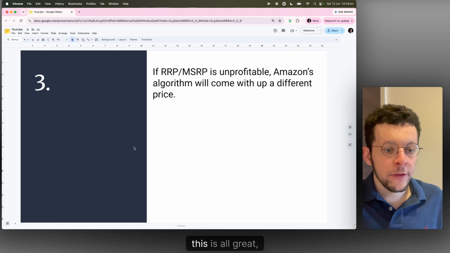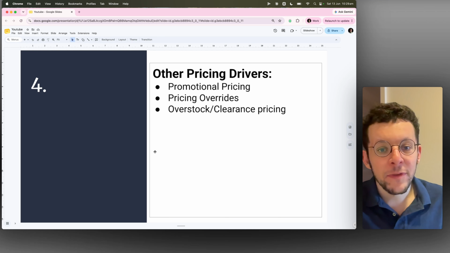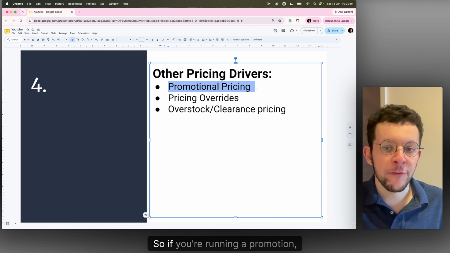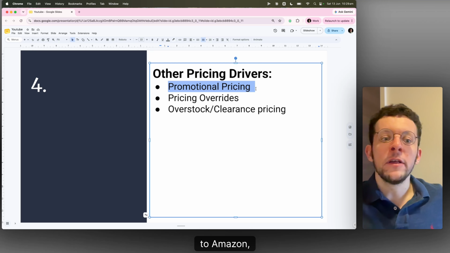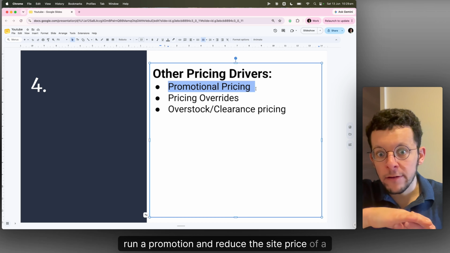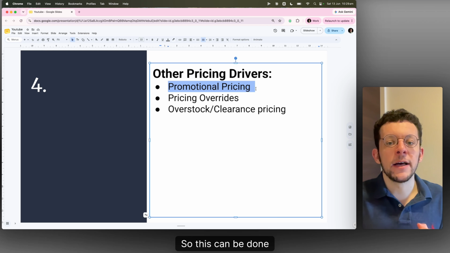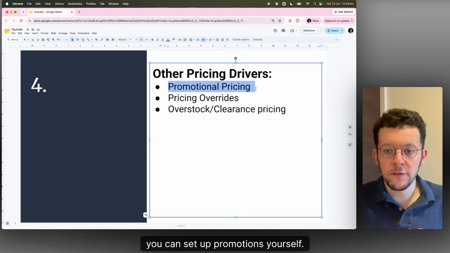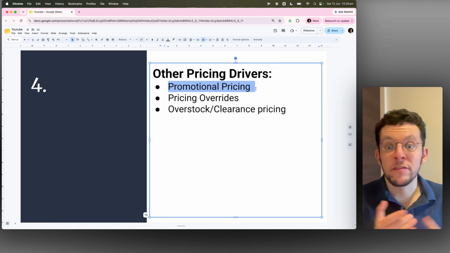Now, this is all great, but there are other pricing drivers as well. For example, promotional pricing. If you're running a promotion, you've provided funding to Amazon, so then they can run a promotion and reduce the site price of a product based on the funding that you've provided. This can be done by your vendor manager or also through Vendor Central. You can set up promotions yourself. So that might also be impacting the site price.